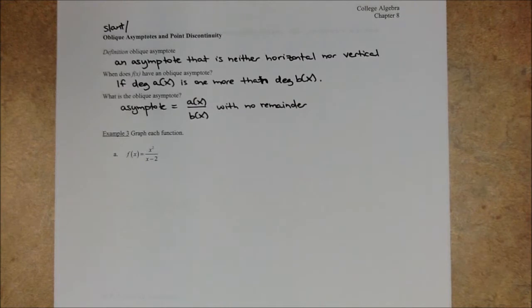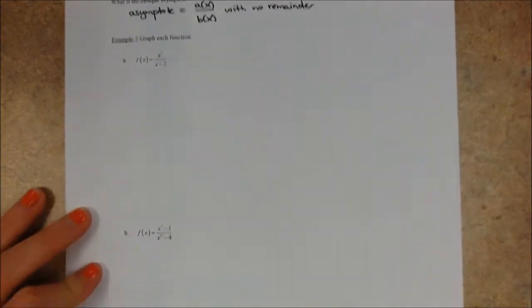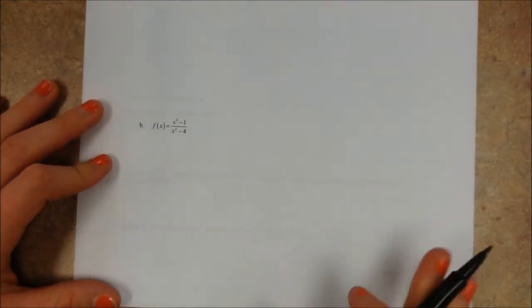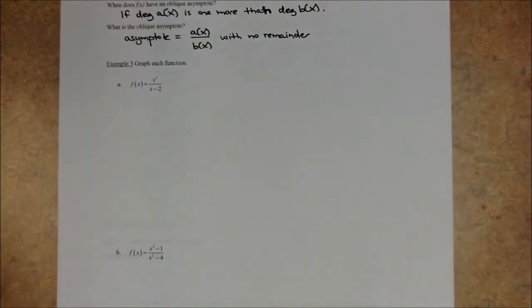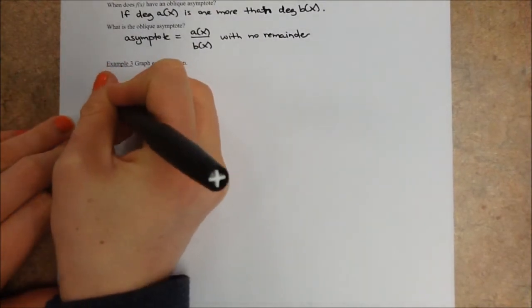So let's look at example 3. We've got 2 there where you can see in part A, x squared is 1 more than x. Down here, x cubed is 1 more than x squared. So these are going to have slant asymptotes. We're going to graph them. We have the same 3 steps as we had before. So I'm still just going to write 1, 2, and 3. Step 1 is still to find the zeros.